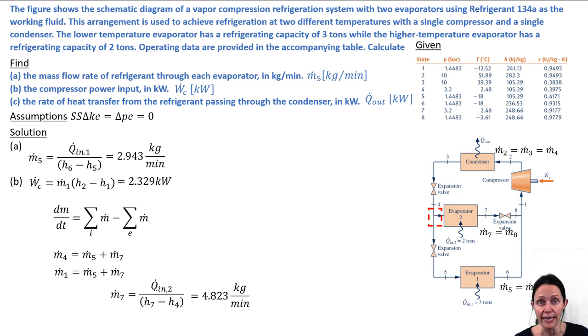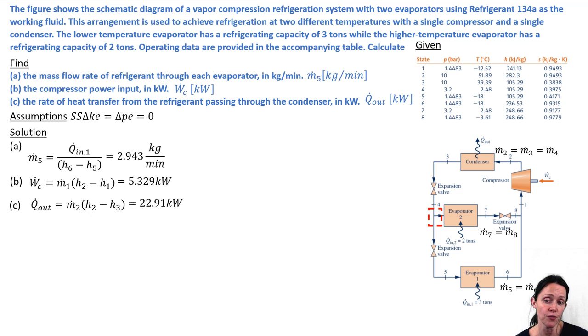And from there, I can calculate m dot 1 and get my power required for that compressor. Then I need the rate of heat transfer for the refrigerant passing through the condenser. Easy peasy. I'm just applying an energy balance to that condenser, plugging in my H values that are given to me, and that's it, 22.91 kilowatts.